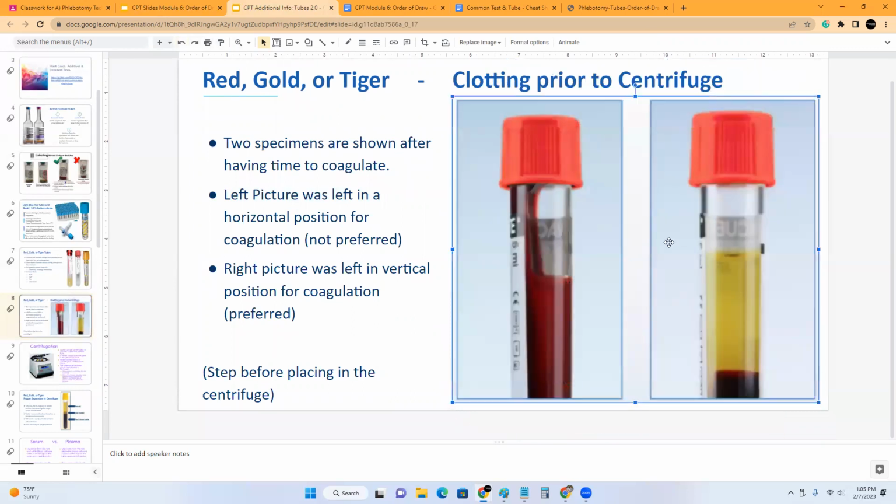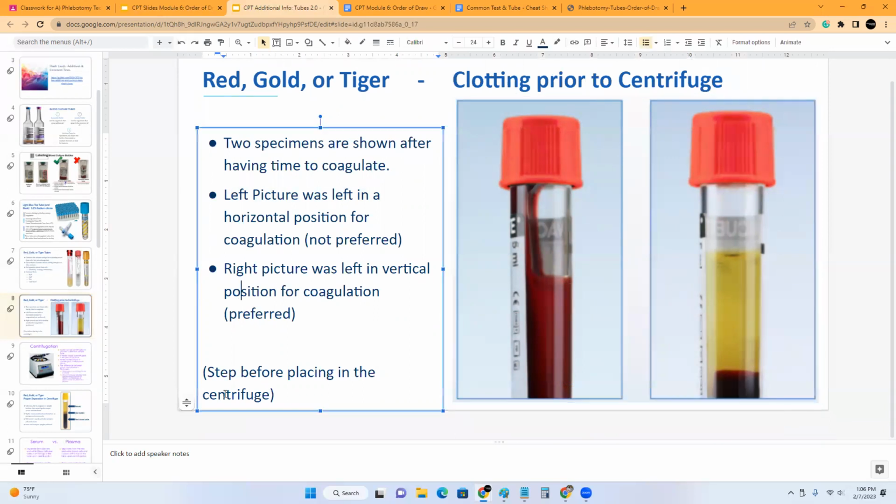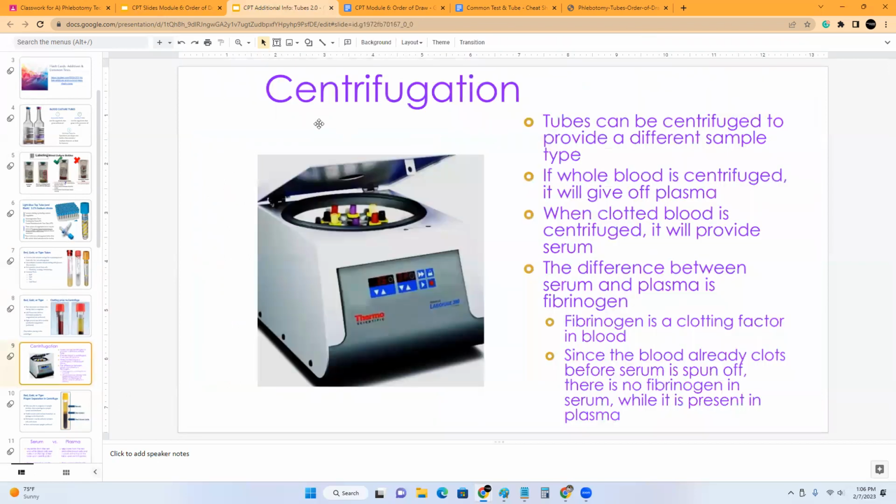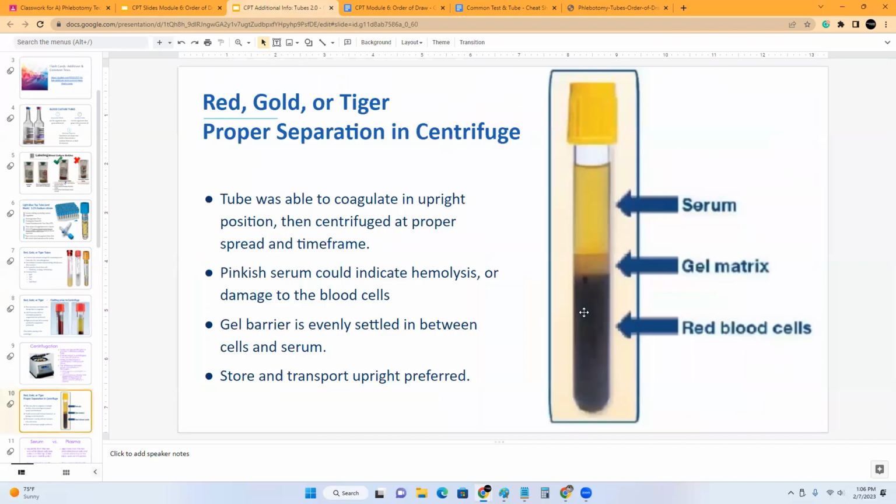As seen here, this one stood up and it started clotting, and it is now separated the way it's supposed to. Okay. You're supposed to set them up to clot before centrifuging. This is the actual centrifuge. There's multiple different types of centrifuges. The tubes can be centrifuged, and this will provide you with different specimens. Making sure that the centrifuge is done within that 8 hours is important.